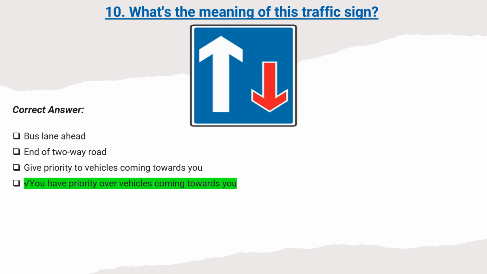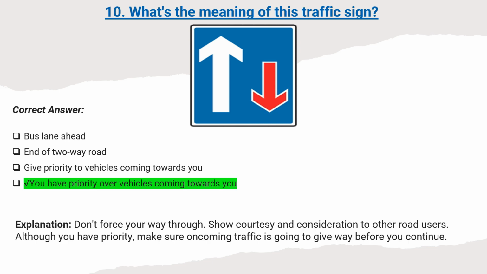Explanation: don't force your way through. Show courtesy and consideration to other road users. Although you have priority, make sure oncoming traffic is going to give way before you continue.